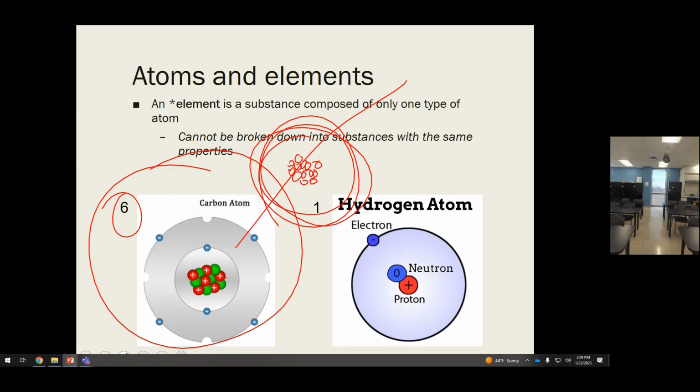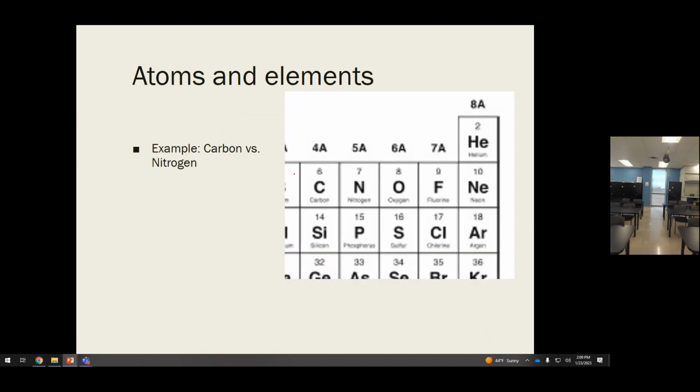And hydrogen is the most basic atom because it has only one proton. The number of protons an atom has is called its atomic number. Carbon versus nitrogen: carbon has 6 protons in its nucleus.